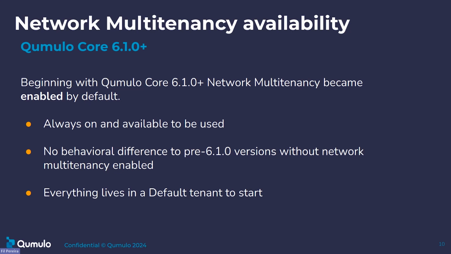And then beginning with Qumulo Core 6.1.0 and higher, network multi-tenancy became enabled by default. So at this point, it's always on and always available. If you were to upgrade your cluster to 6.1.0 plus, if you're on an earlier version, or build a net new cluster on 6.1.0 plus, all your networks would fall into a default tenant to start. There's no behavioral difference to pre 6.1.0 versions of Qumulo Core without multi-tenancy enabled or a multi-tenancy present. And everything, as I stated, lives in a default tenant to start.